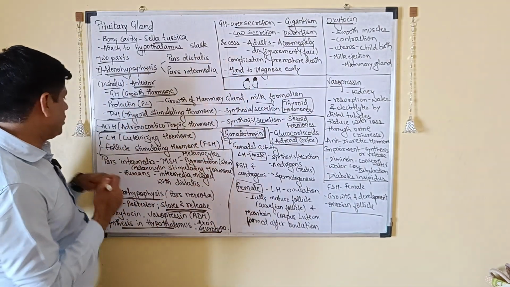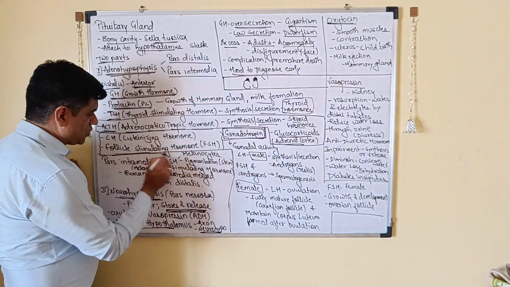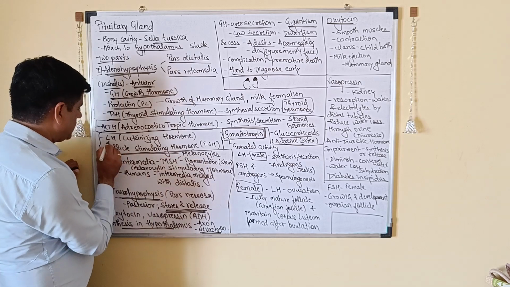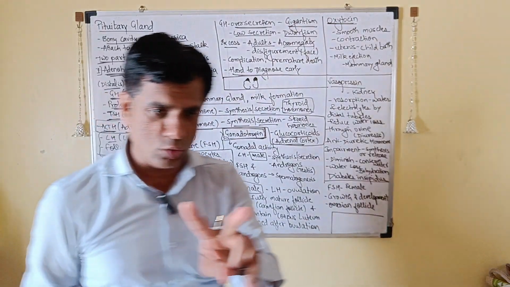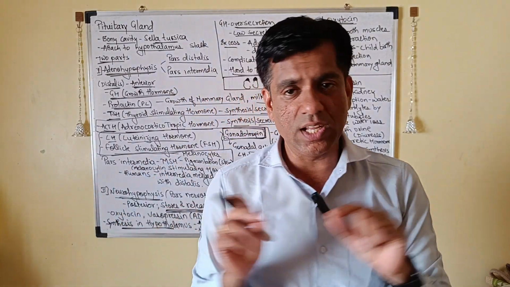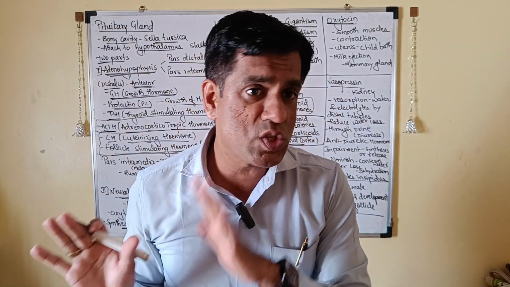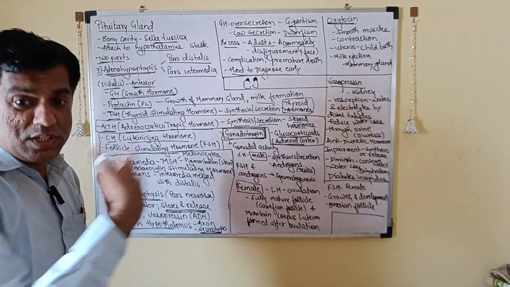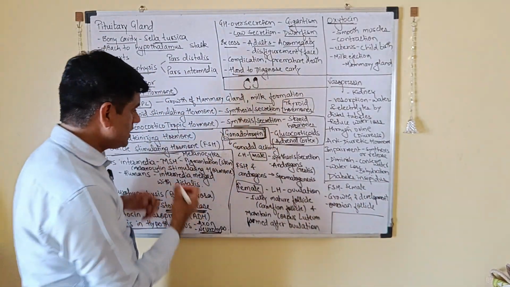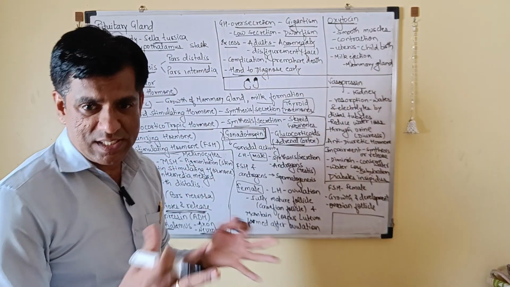So these gonadotropins, we have two. One is FSH, follicle stimulating hormone, and the other is LH, the luteinizing hormone. So gonadotropin is of how many types? Two. One is FSH, other is LH. FSH is what? Follicle stimulating hormone. LH is what? Luteinizing hormone, right? So these are affecting both males as well as females.